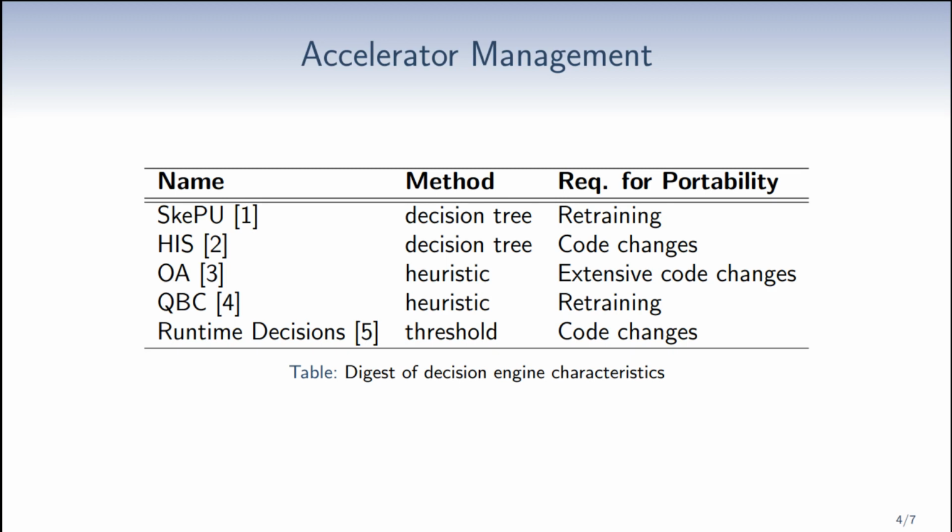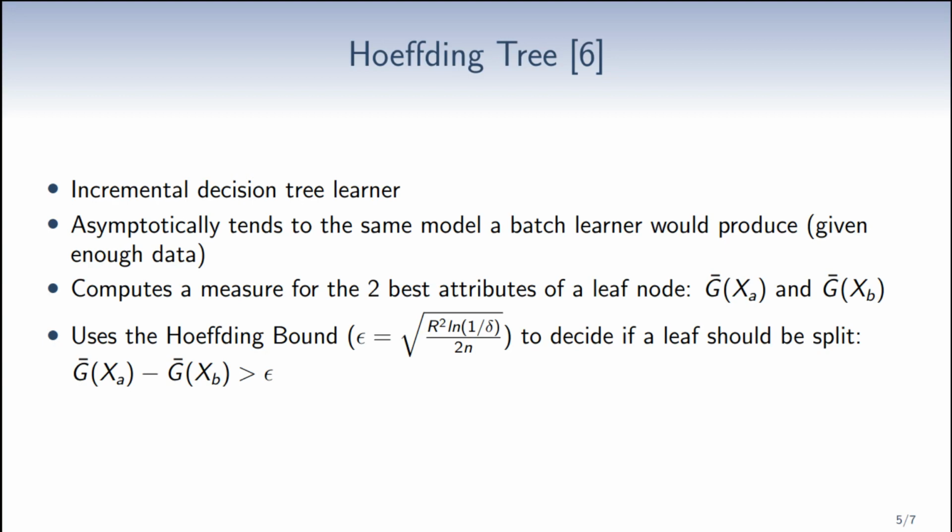Both the manual approach and these frameworks suffer from a lack of portability. If the same application is deployed on a different device with different characteristics, the performance models produced by these frameworks become invalid. Every software update prompts a reprofiling of the system. This is where the Hoeffding tree comes in.